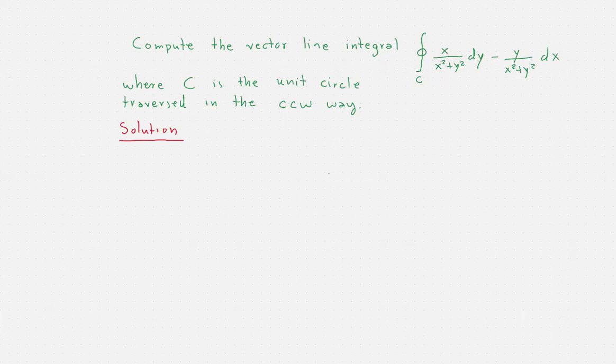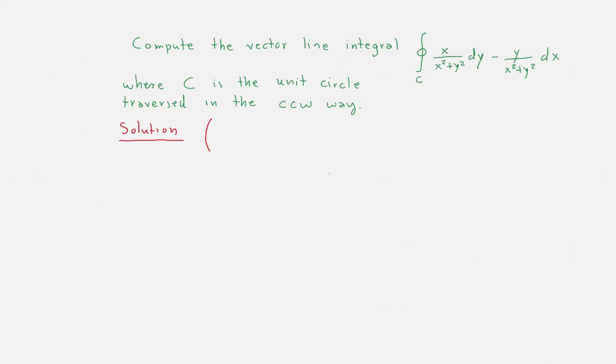So we would like to compute a vector line integral of this vector field that is implied by the integral expression along the unit circle traversed in the counterclockwise way. And let's recall the formula.